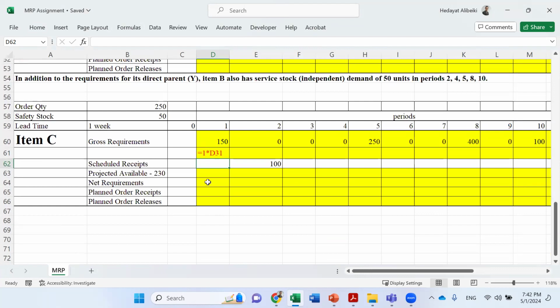Okay, get gross requirement, then net requirement. Here I have 230. Net requirement, what was the formula for net requirement? Max of 0 and gross requirement minus actual stock, right? Which is the previous inventory as well as the scheduled receipt. That's going to give us the net requirement.